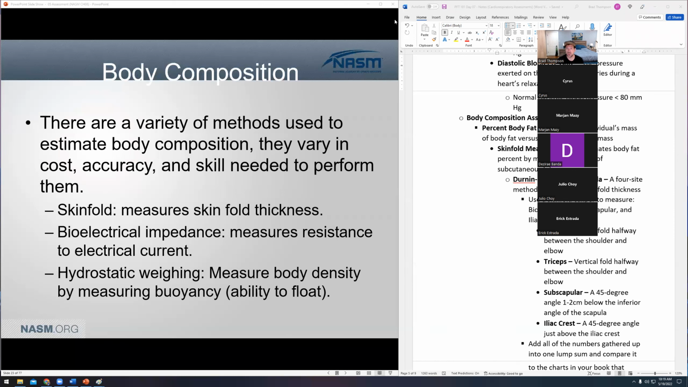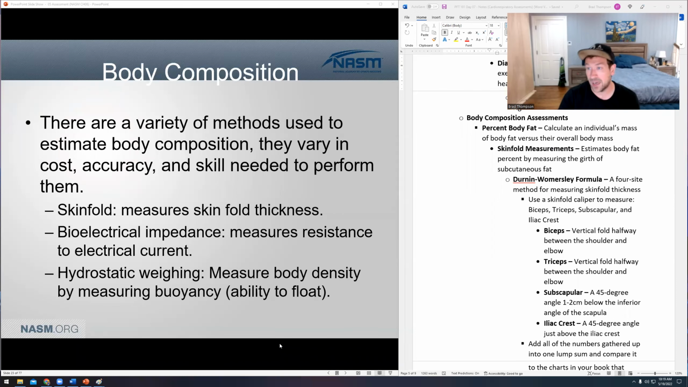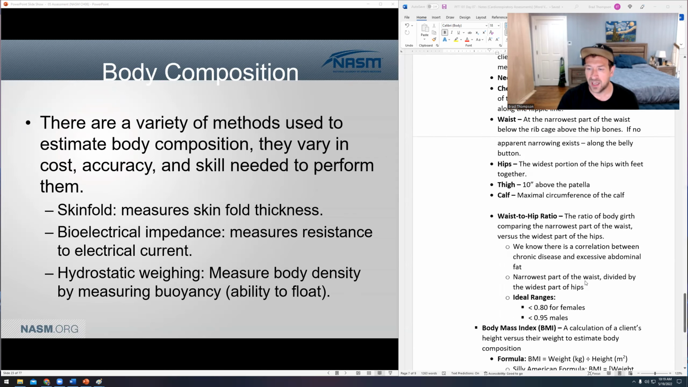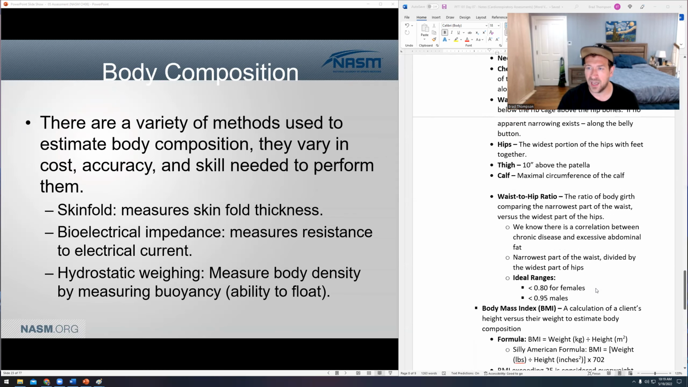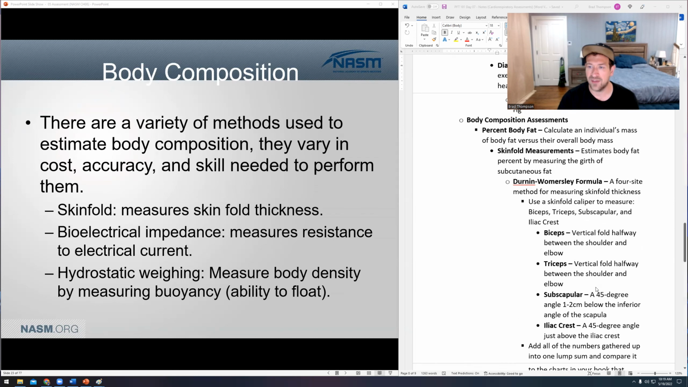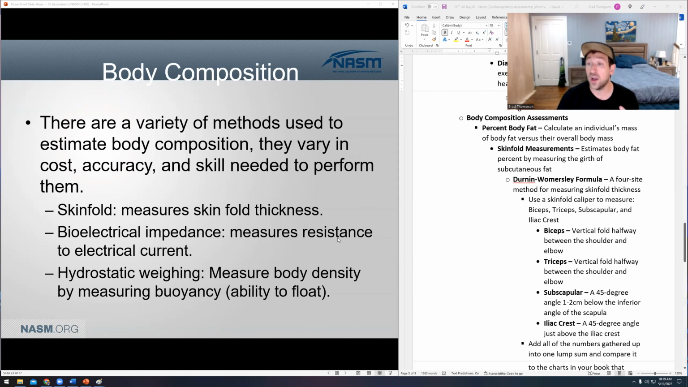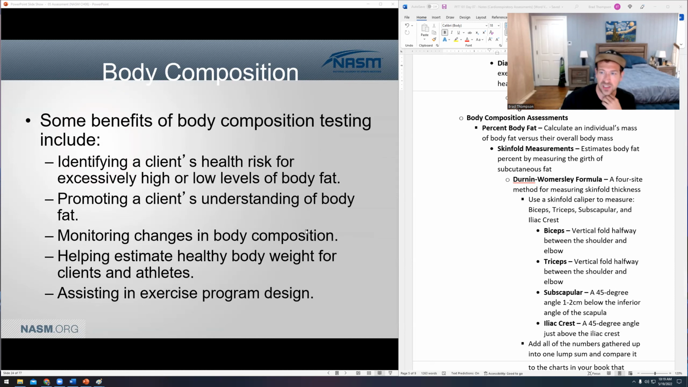Okay, so body composition assessments. This is about your clients' body fat percentage or body weight, things like that, right? So this is obviously going to have to do with what your client looks like externally. There's a lot of different ways to test body fat percentage.